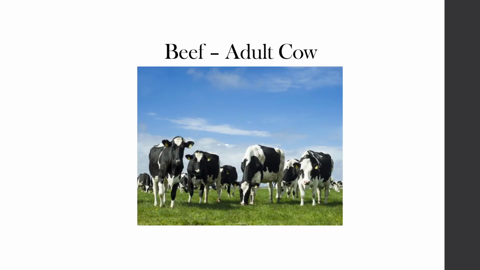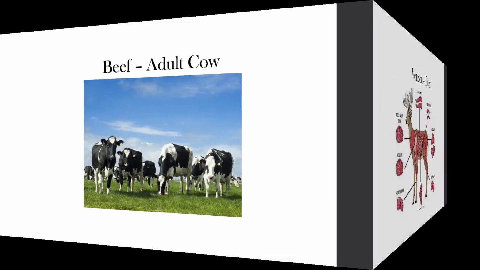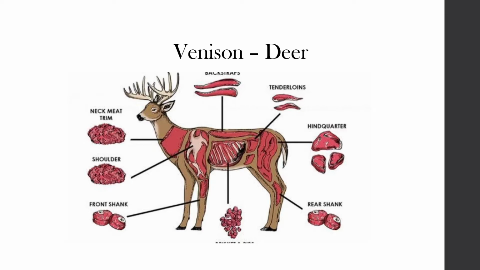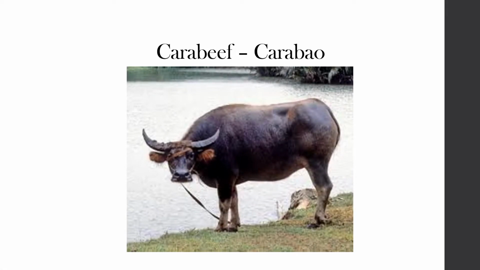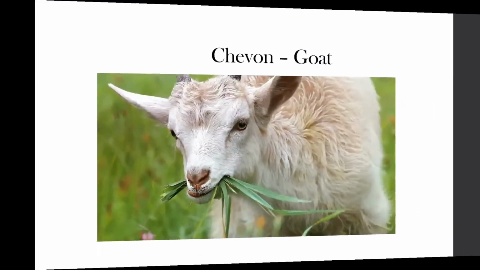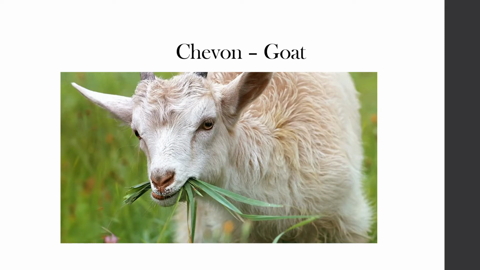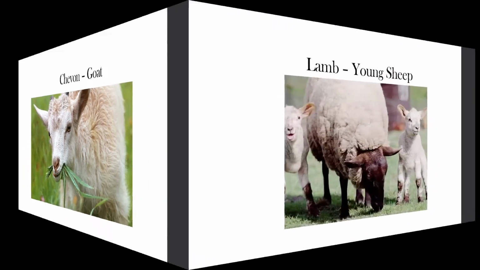We have the adult cow. Yan. So, venison or deer or yung usa. We have the cara beef for the carabao. We have the chevon for the goat.